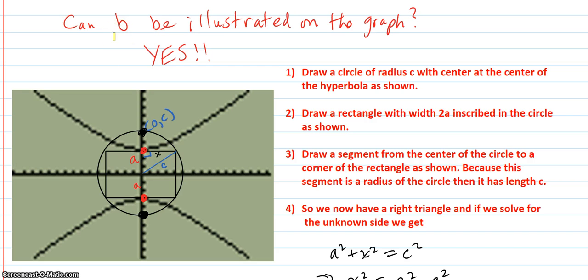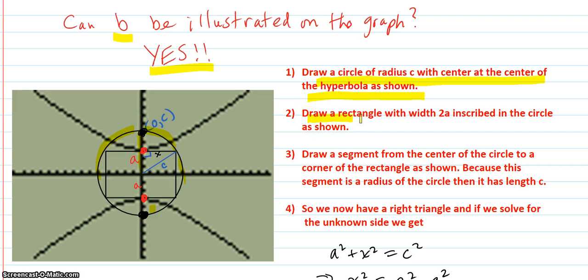Can b be illustrated on the graph, and what's the interpretation of the b? Yes, it can. Okay, number 1, draw a circle of radius c. C is the distance out to the foci, with the center at the center of the hyperbola as shown. So draw this circle around here.